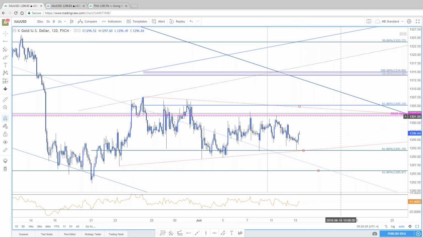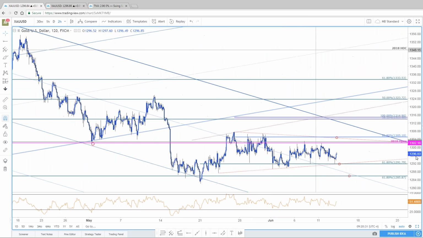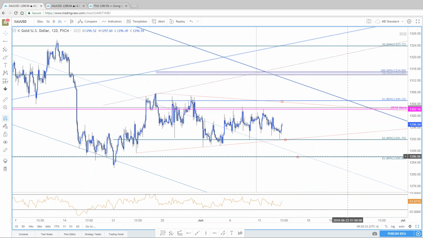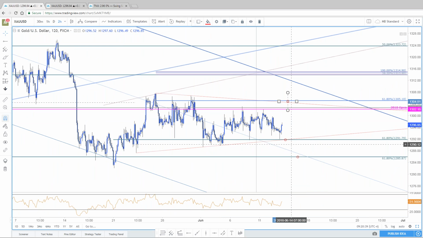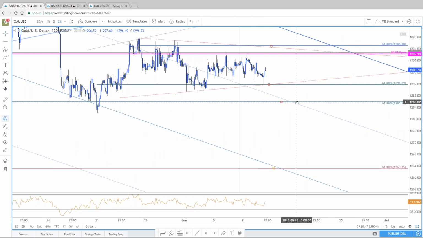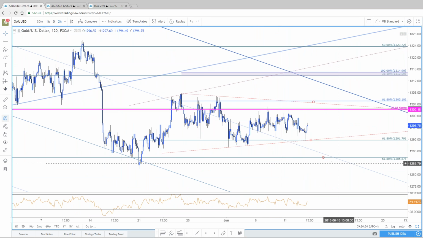Look for a consolidation break on an end-of-day basis. Above 1305 is the breach you need to clear a breakout. Downside support is below 1291. There's that 1285 level. Again, we grounded there last month. That would be sort of the breakdown, if you will, to clear the downside of that formation.